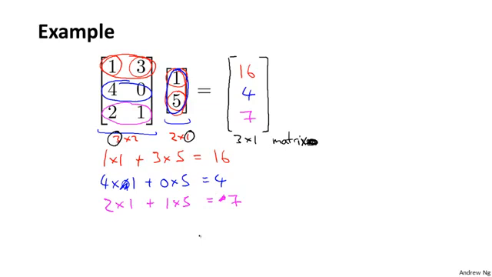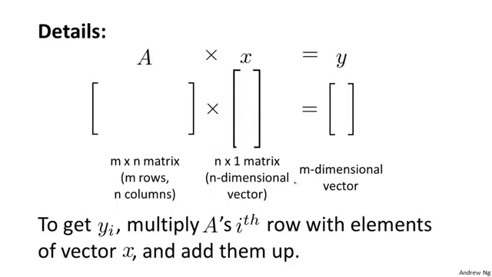So I realized that I did that pretty quickly, and you're probably not sure if you can repeat this process yourself, but let's look in more detail at what just happened and what this process of multiplying a matrix by a vector looks like. Here are the details of how to multiply a matrix by a vector. Let's say I have a matrix A and I want to multiply that by a vector x. The result is going to be some vector y. So the matrix A here is an m by n dimensional matrix, so m rows and n columns, and I'm going to multiply that by an n by 1 matrix, or in other words, by an n dimensional vector.